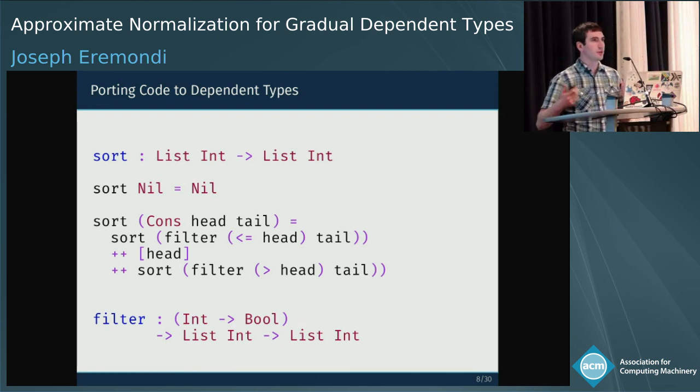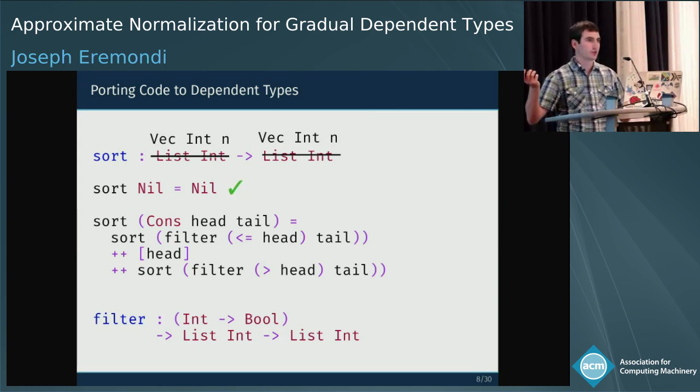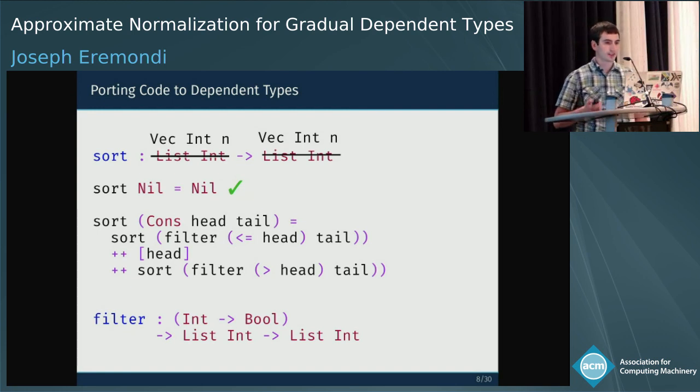Now imagine that we wanted to do a straightforward porting of this from a Haskell-like language to a dependently typed language. So we're going to change our type signatures. What we had as list before, we now have vectors, and there's some natural number n that's the length of our list. And for our empty case, this is good. Nil works just as well as a vector as for a list. But we're going to have two problems when we have the case for non-empty list.